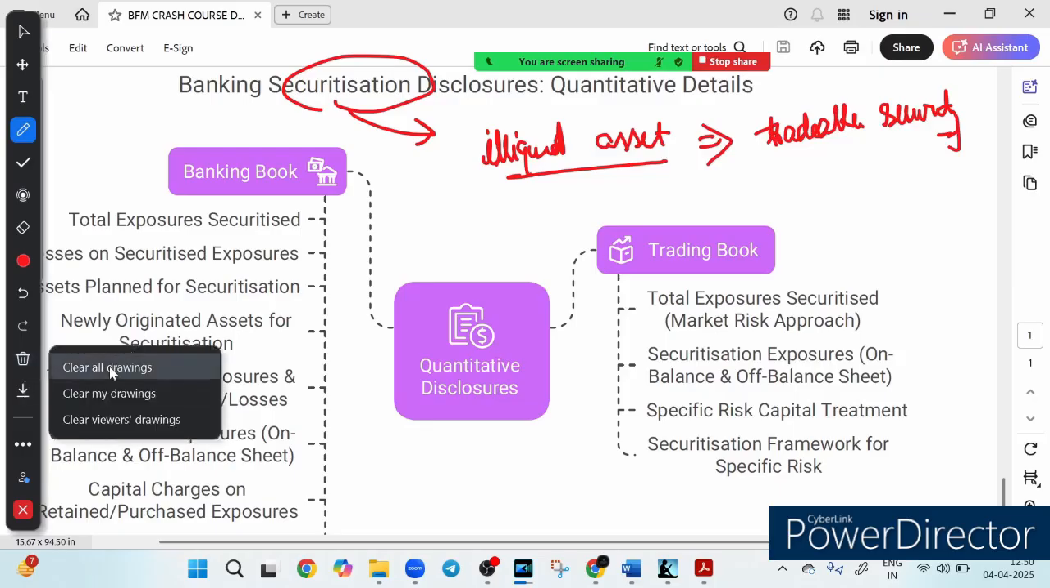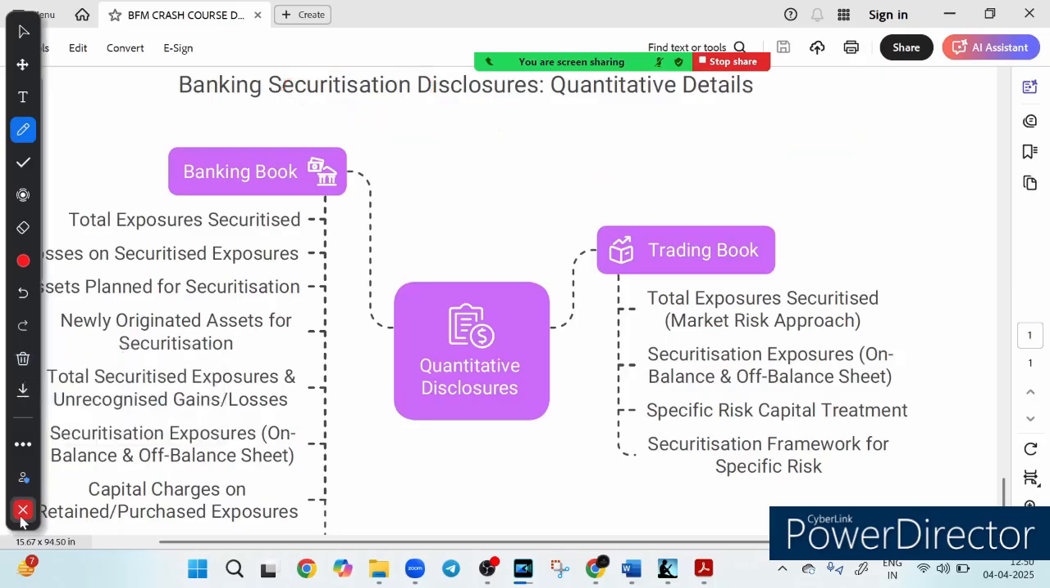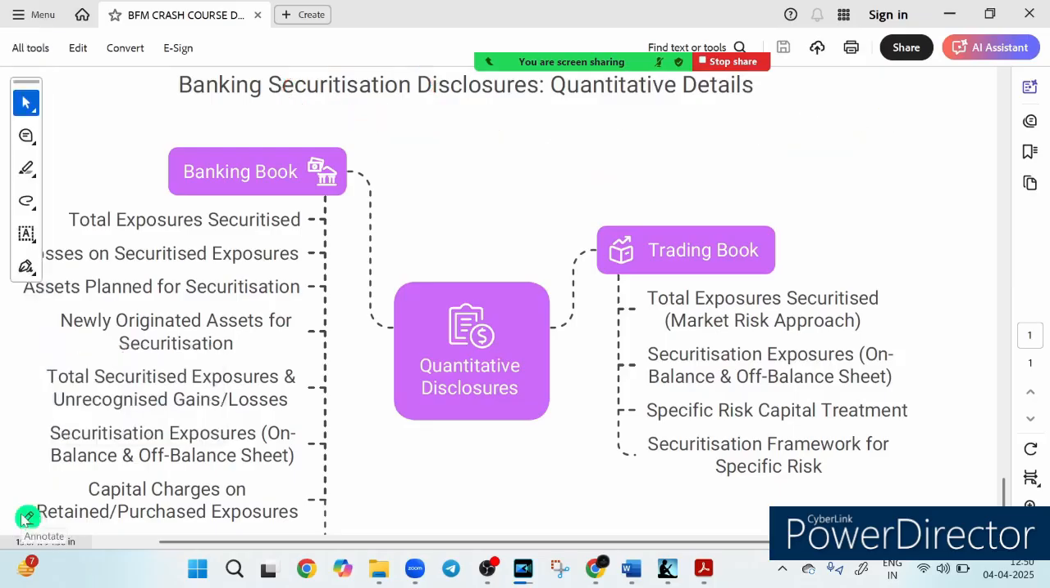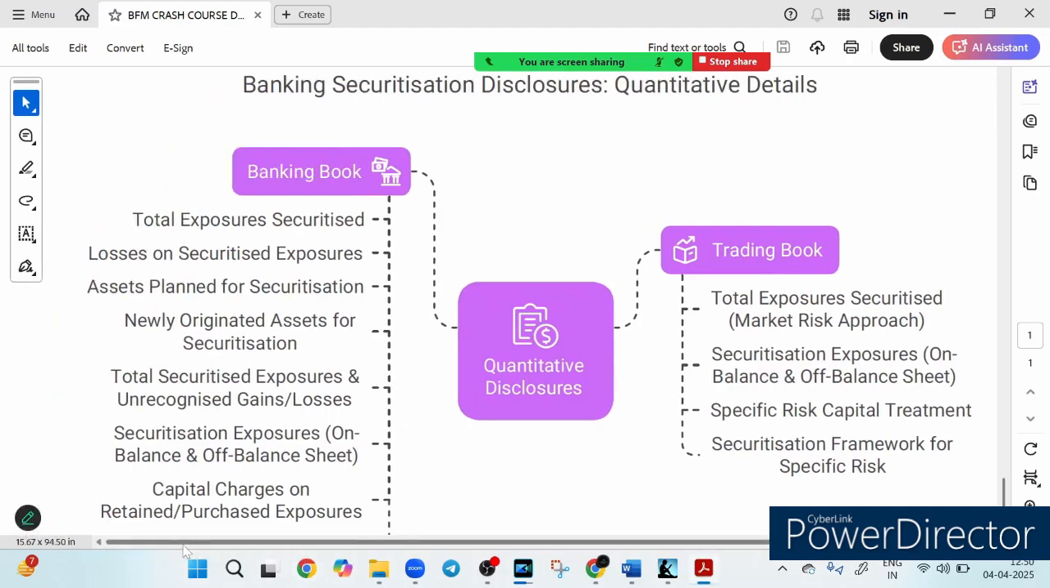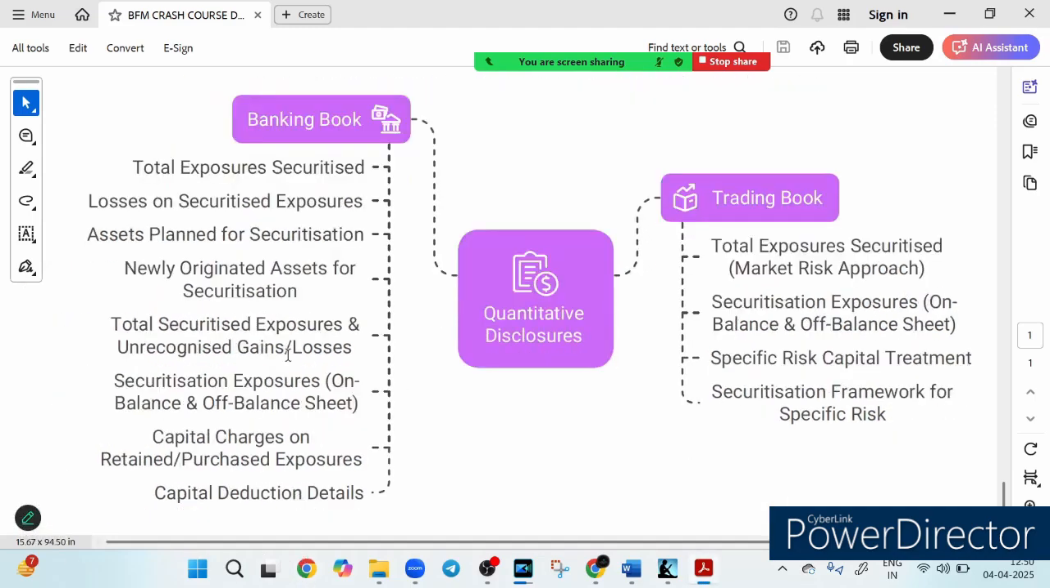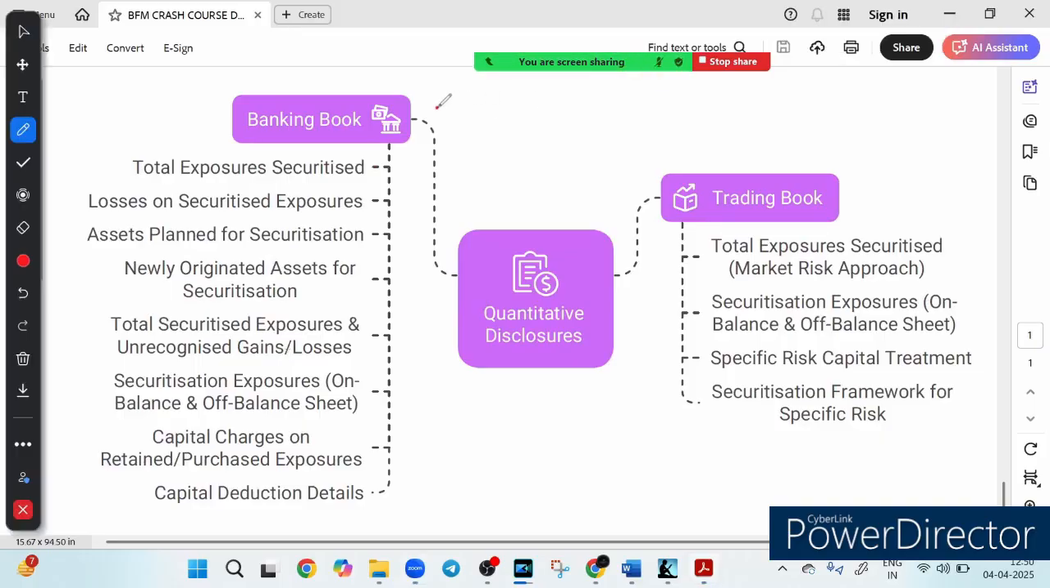Securitization means converting illiquid assets into tradable securities, but to ensure transparency and risk control, there should be quantitative disclosure. So what does this disclosure cover? First of all, the banking book. Whenever I say banking book, it means we are managing exposures and capital.